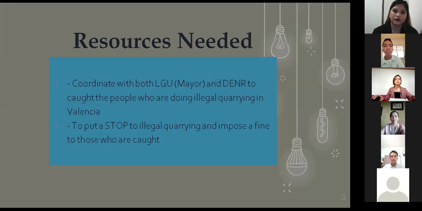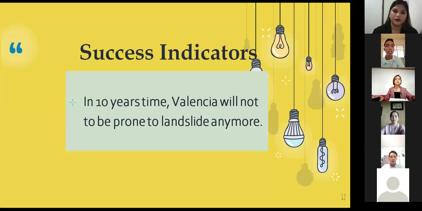Next slide, please. So the success indicator: in 10 years' time, Valencia will not be prone to landslides. It is important to educate people so that the river in Valencia will not be destroyed and the quality of the water will not deteriorate. That's all.